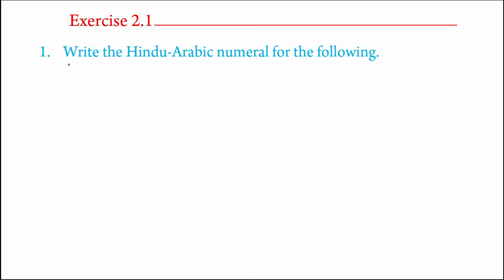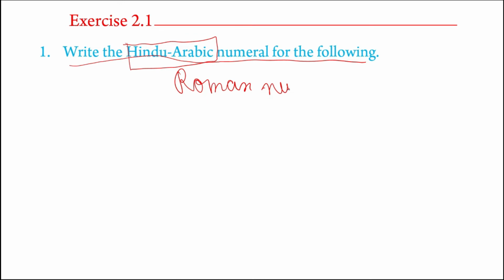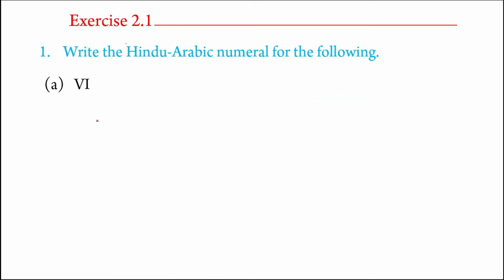Number 1 is write the Hindu-Arabic numeral for the following. That means the question is given in Roman numerals. So let's begin. First question is VI. V is 5 and I is at the right hand side. That means 5 plus 1 is equal to 6. So VI in Hindu-Arabic numeral is written as 6.